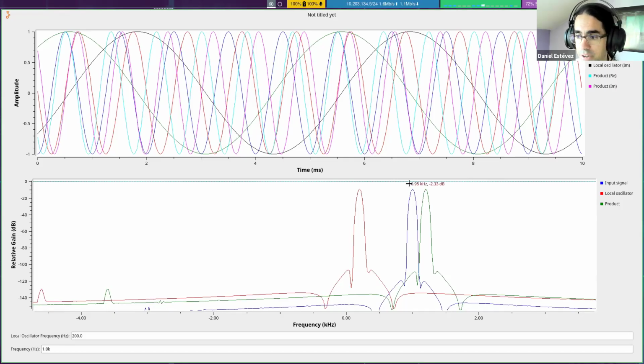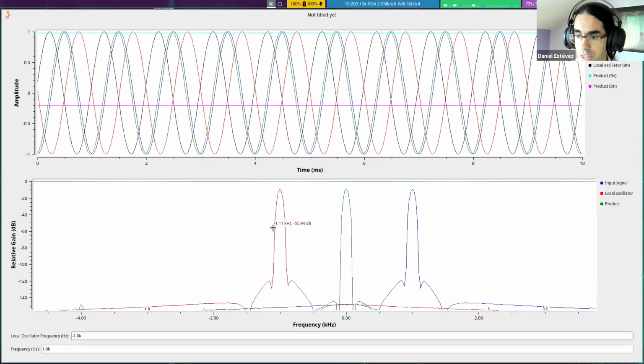Okay, so if I want to shift my blue signal back to 0, the thing I need to do now, it's pretty clear. I need to set this to minus 1000. And this thing is my local oscillator at minus 1000. At the output, I get the difference of frequencies, which is 0. And so at the output, it is this cyan thing and this magenta thing.